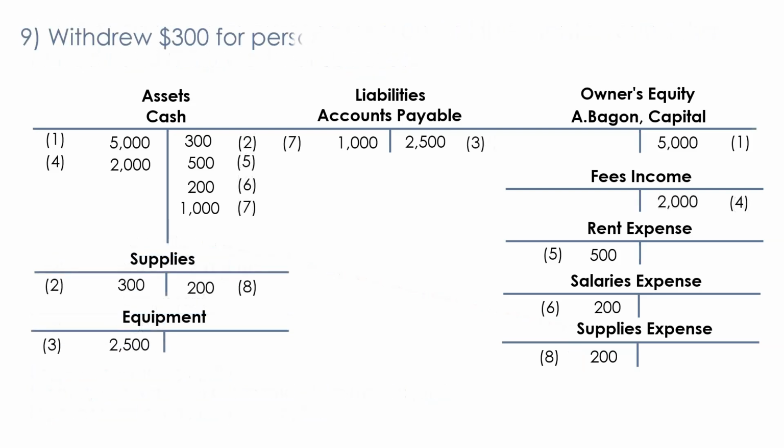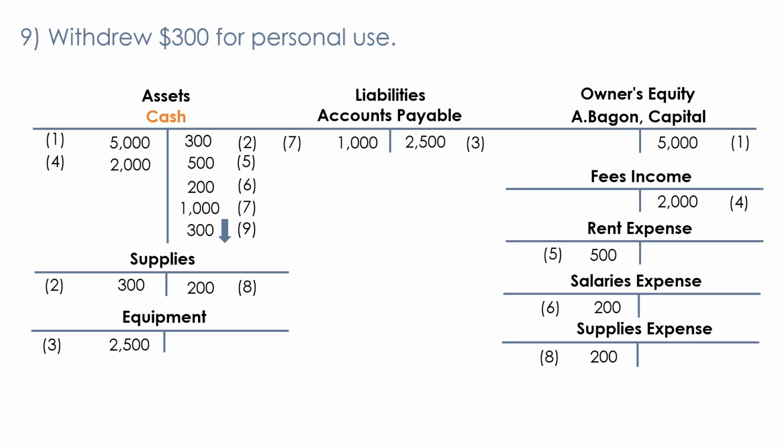In this final transaction, Mr. Bacon withdraws $300 for personal use. But what happens when an owner takes money out of the business? Since this withdrawal is a personal transaction and not a business expense, it reduces the company's cash asset account. Consequently, the cash account is credited for $300 to reflect the decrease in available funds.